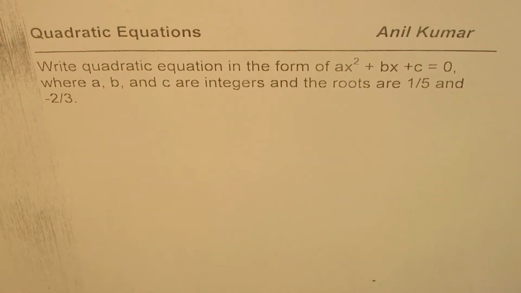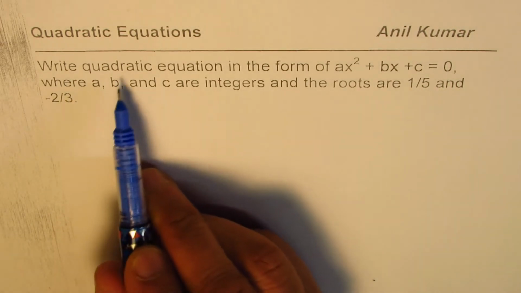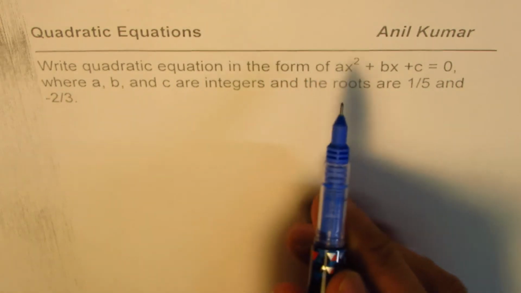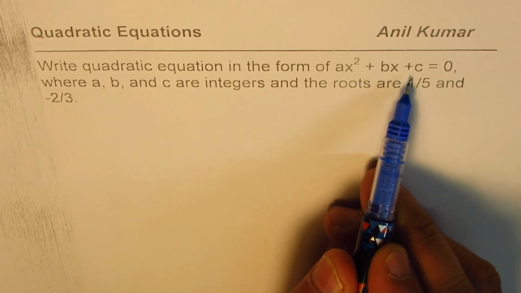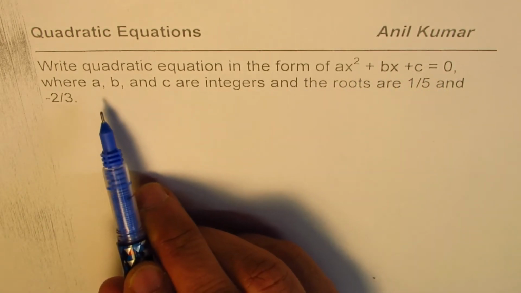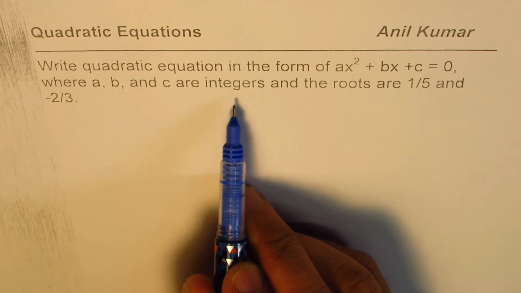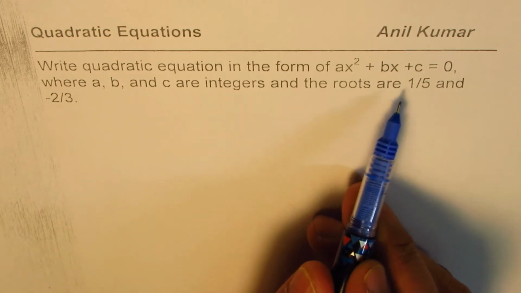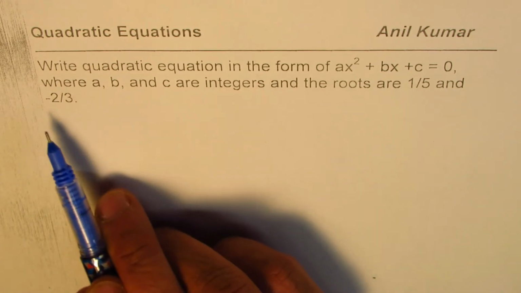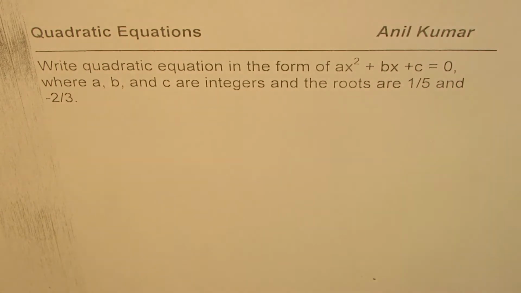I'm Anil Kumar, and in this video we will learn how to write a quadratic equation in standard form when the roots are given. The question here is, write a quadratic equation in the form of ax squared plus bx plus c equals 0, where a, b and c are integers and the roots are 1 over 5 and minus 2 over 3. You can always pause the video and then look into my solution.